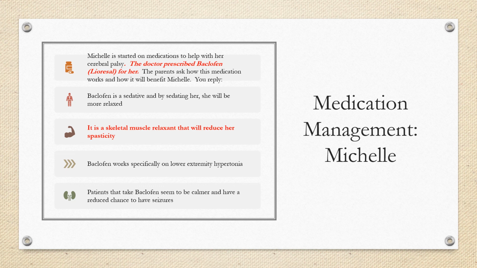No. It is a skeletal muscle relaxant that will reduce her spasticity. That is correct. Baclofen works specifically on lower extremity hypertonia. No, it works on all of her muscles. Patients that take baclofen seem to be calmer and have a reduced chance to have seizures. No, this has nothing to do with seizures or the child's demeanor.